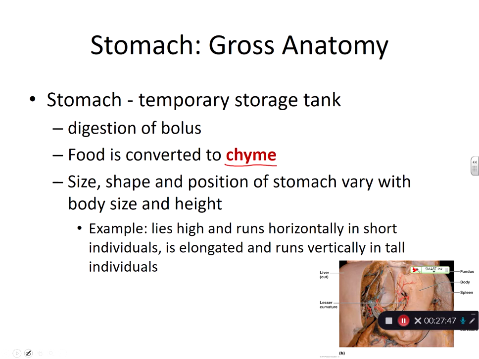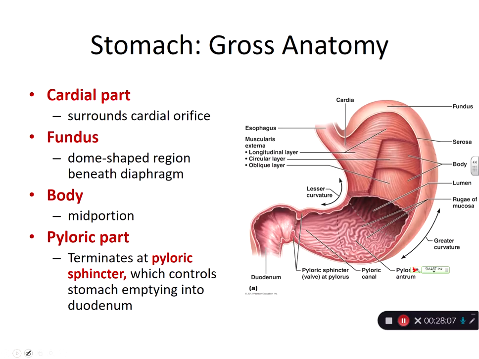Now, everybody's stomach looks a little different. The size of your stomach, the shape, the position in the body is different. People who are really tall, their stomach usually lies a little more vertical in the body. If you're short, your stomach is going to be more horizontal. So it can be a little different from person to person. You're going to look at the stomach in lab today.